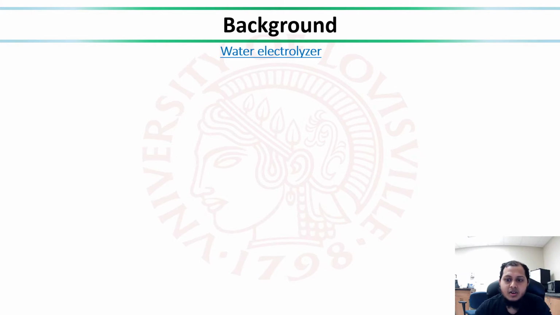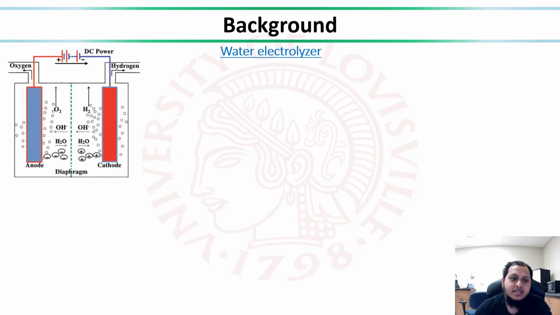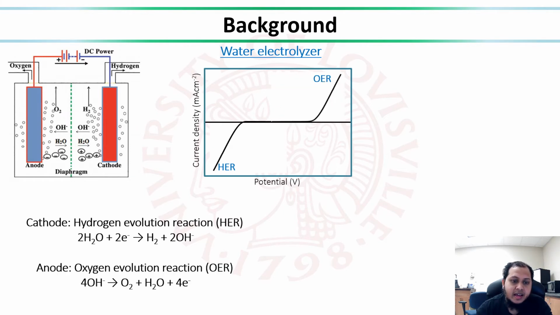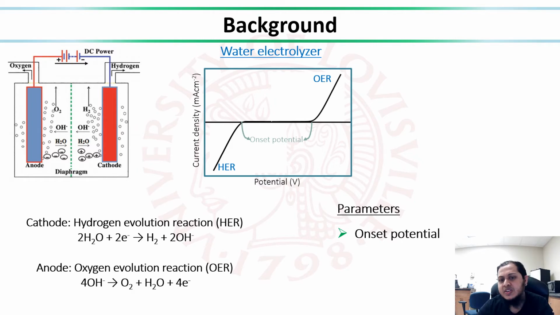Let's see what's happening in the water electrolyzer. Here is the schematic diagram of a water electrolyzer. At the cathode, the hydrogen evolution reaction is happening, and the oxygen evolution reaction is happening at the anode. To study these reactions, we are looking at some parameters, for example, onset potential. Here is the onset potential. The onset potential is the potential beyond which the Faradaic reaction starts.